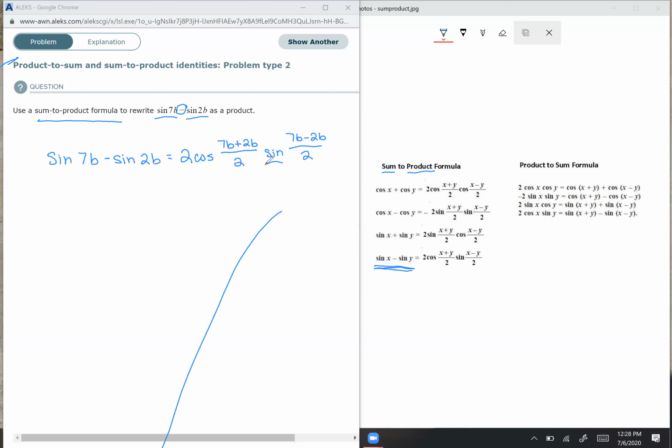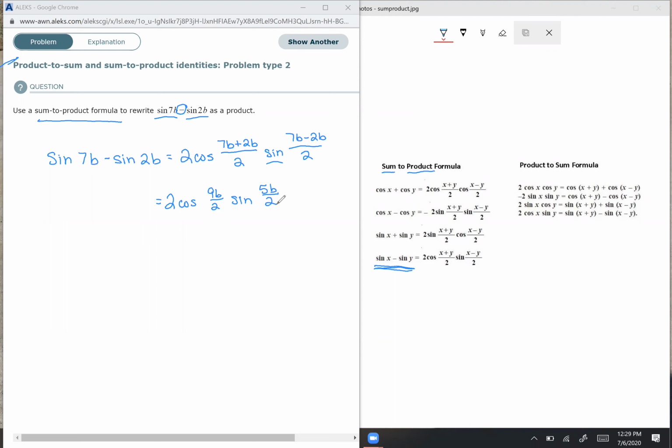Okay, so let me erase that since I know how to do that now. All right, so let's continue to work this problem. So 7b plus 2b is 9b. No, hold on, I'm writing cosine, what I told you to be careful about. All right, so I have 2 times the cosine of 9b over 2 times the sine of 5b over 2.